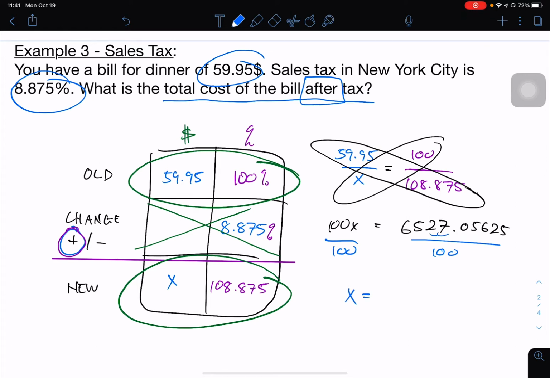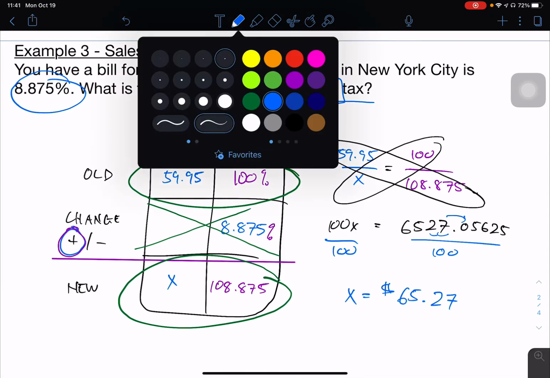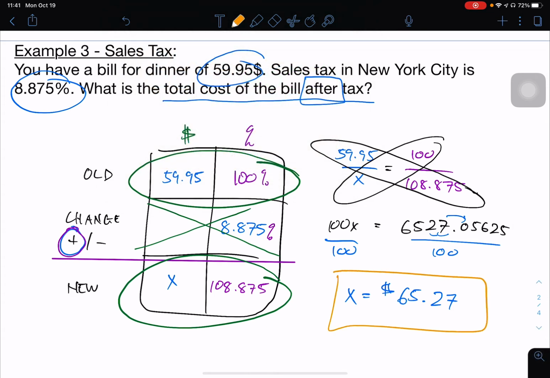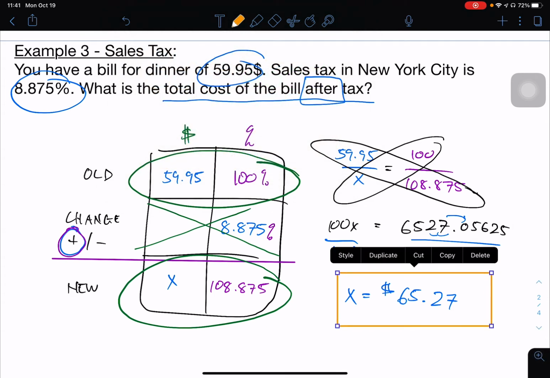So your total bill would be, and you always have to round, round to the nearest hundredth or to the nearest cent, $65.27. You can check the number next to the 7. It's not a 5 or higher, so it doesn't round up. So this is just a regular price right there. Okay, so that's sales tax.